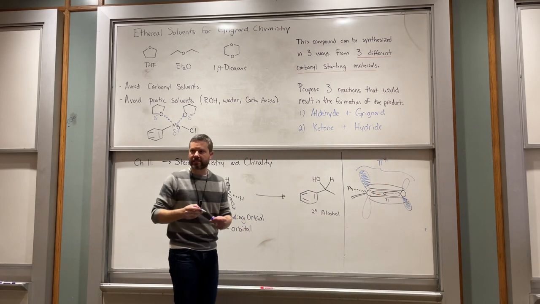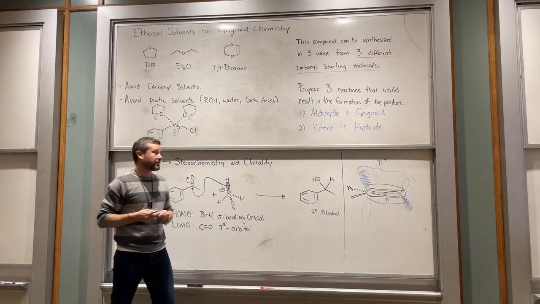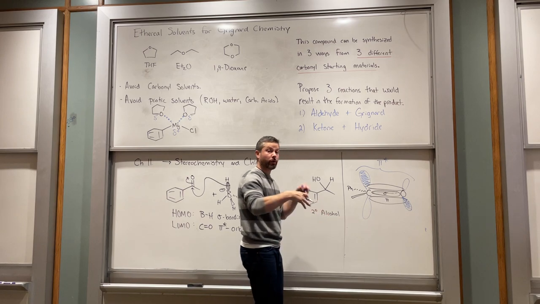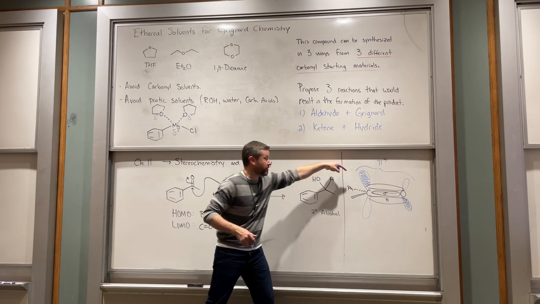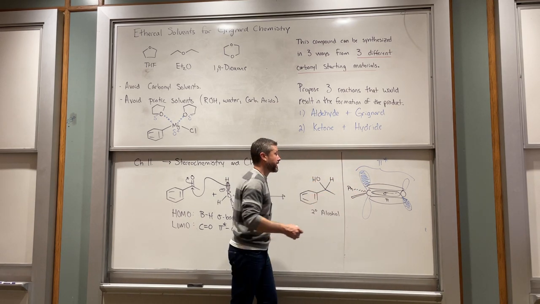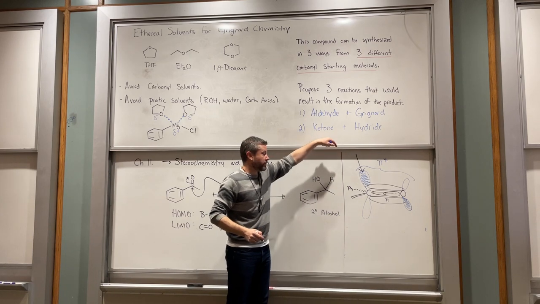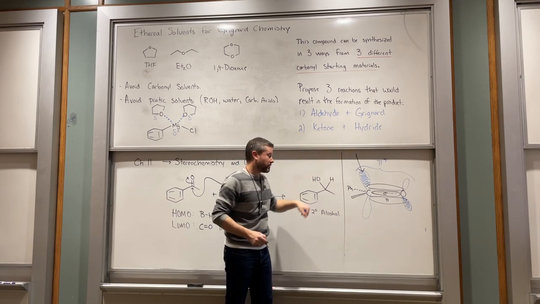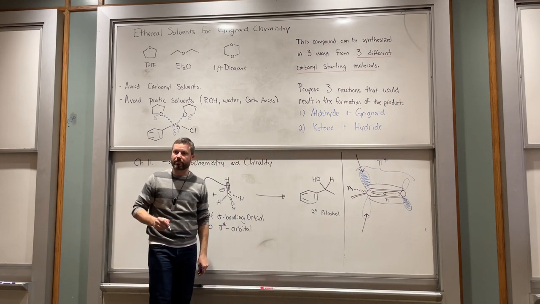Right, so that's the pi antibonding orbital. Whenever this nucleophile adds, it has a choice of adding from two faces. It always has to approach from the direction that the pi star orbital is coming out. But there are two options that it has. That nucleophile can add from the top face, or that nucleophile can add from the bottom face.